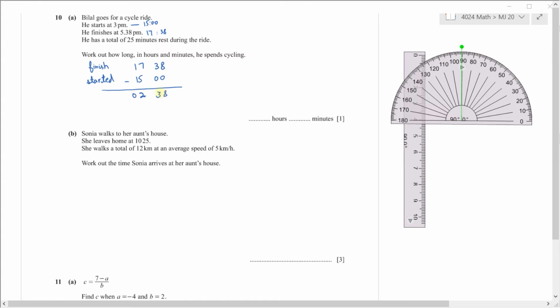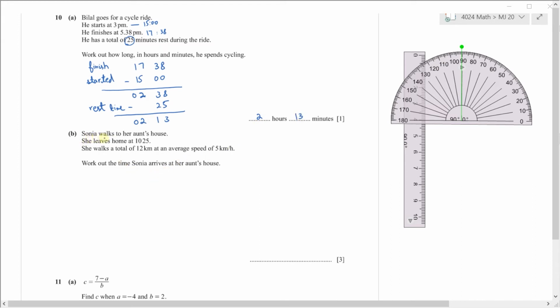So 2 hours and 38 minutes Bilal was gone for cycling, but out of those 2 hours 38 minutes he also had 25 minutes rest. So I will subtract the rest time, minus 25 minutes. So 8 minus 5 is 3, and 3 minus 2 is 1, and 0, 2. So the actual time he spent cycling was 2 hours and 13 minutes.